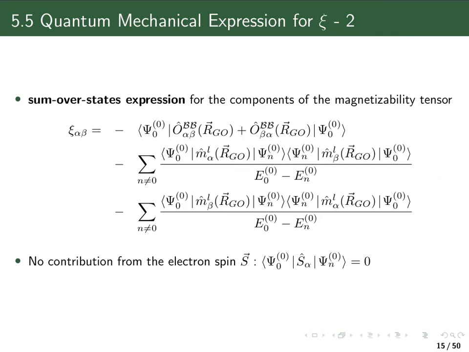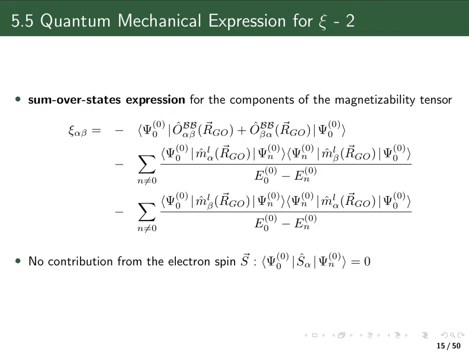where first we have the ground state expectation value here with these second order perturbation operators, and we have the sum over states expression, where we have again the orbital magnetic dipole moment operators for two different components.